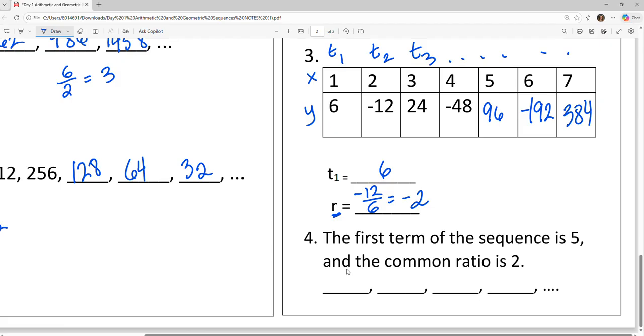All right, on this one, we're writing our sequence. It tells me the first term in the sequence is 5, so I'm going to put 5 for the first term. And then we know that the common ratio is 2, so it's a common ratio. That means multiplier. So 5 times 2 is going to give me 10. 10 times 2 is going to give me 20. And 20 times 2 is going to give me 40.